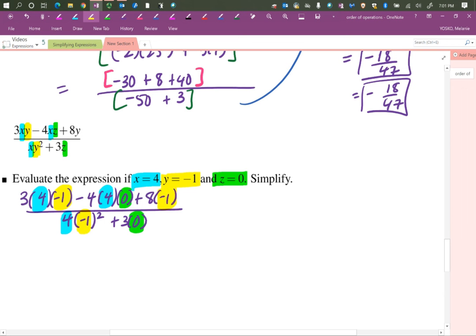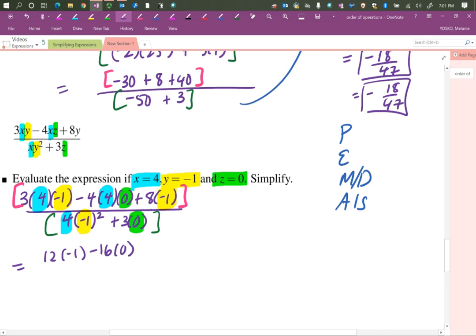Now we're going to clean it up the same way we did a few minutes ago. Okay, so we are going to consider the numerator as this parentheses. Remember, it means grouping as well. So we're going to consider the numerator and denominator as separate groupings. Okay, so in the numerator, we look and we say, well, we have a whole bunch of stuff multiplied together, then it's added or subtracted. So the first thing we do is multiplication or division. So 3 times 4 is 12 times -1. Then we have -4 times 4 is -16 times 0, and 8 times -1 is -8.